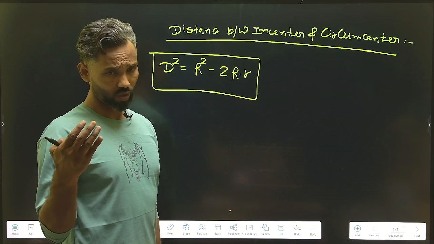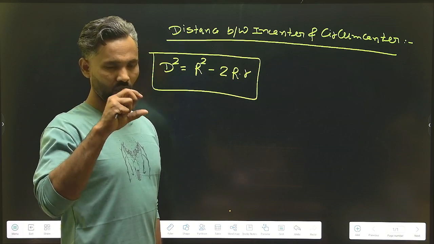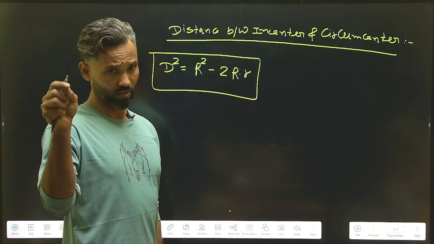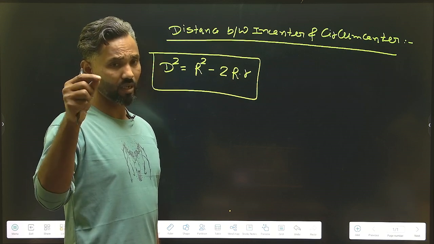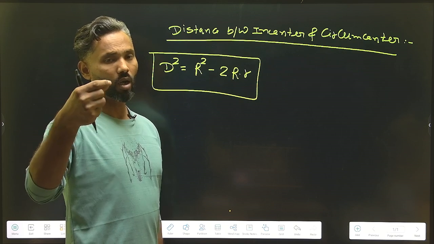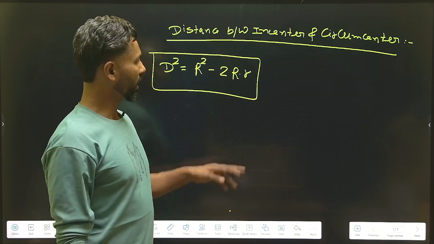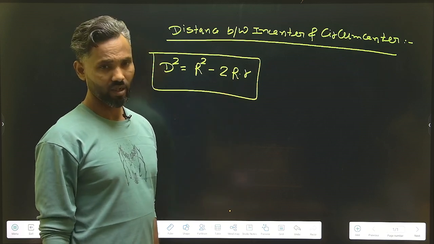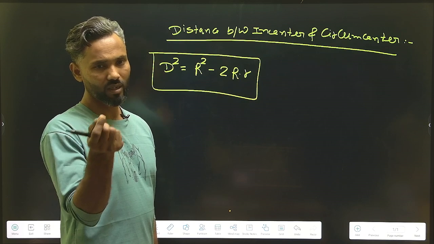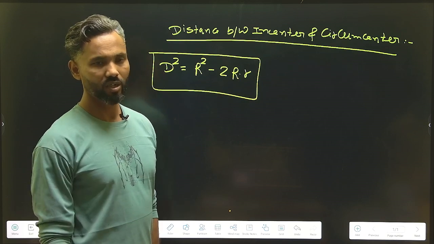You know very well what a circumradius is. Circumradius is the radius of the circumcircle. Circumcircle is a circle which passes through all the vertices of the triangle. And small r is the inradius. Inradius is the radius of the incircle, which is inside the triangle touching all sides of the triangle.